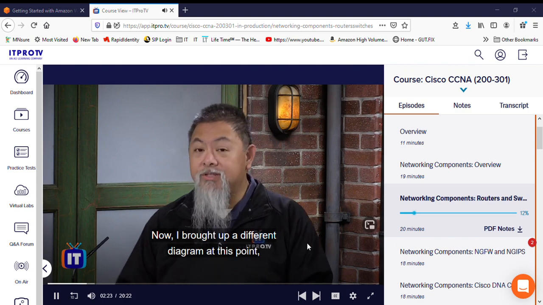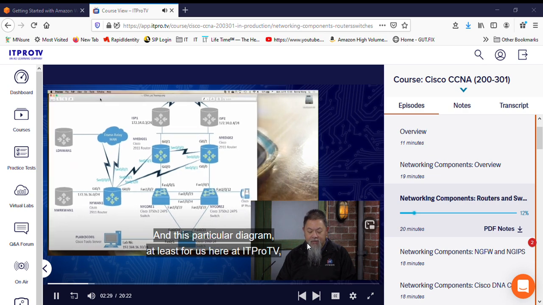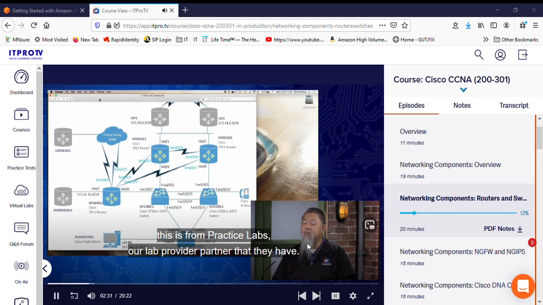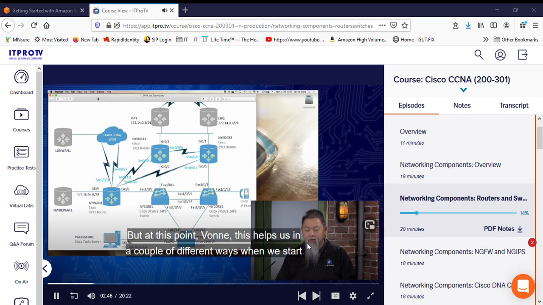Now, I brought up a different diagram at this point because we're zooming in is what we're doing. And this particular diagram, at least for us here at IT Pro TV, is from our practice labs, our lab provider partner. And this is their entire topology that we end up using throughout this show. In a certain portion of the show, some things we'll be using a different lab environment that I'll produce on my own.